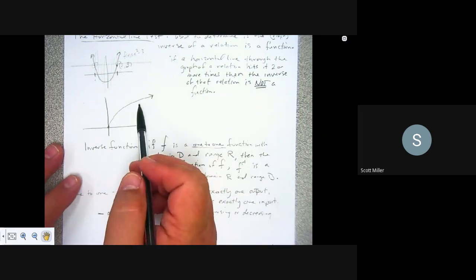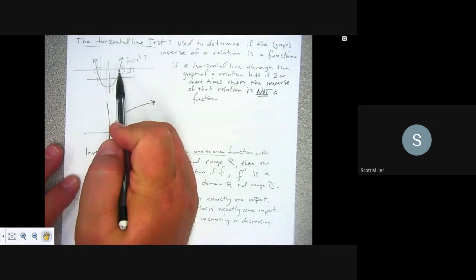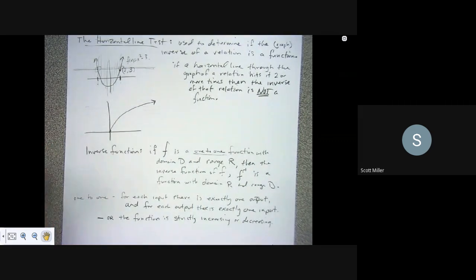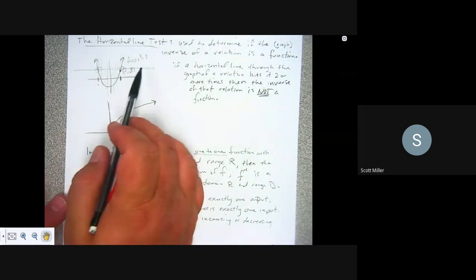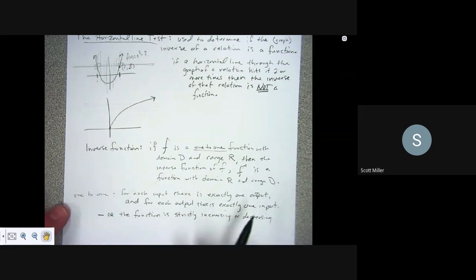This graph is one-to-one, so it will have an inverse function. This graph is not one-to-one, so it will not have an inverse function. So this is another way to look at the same thing. From a graph, if it passes the horizontal line test, its inverse will be a function. Okay? So that's what all that means right there.